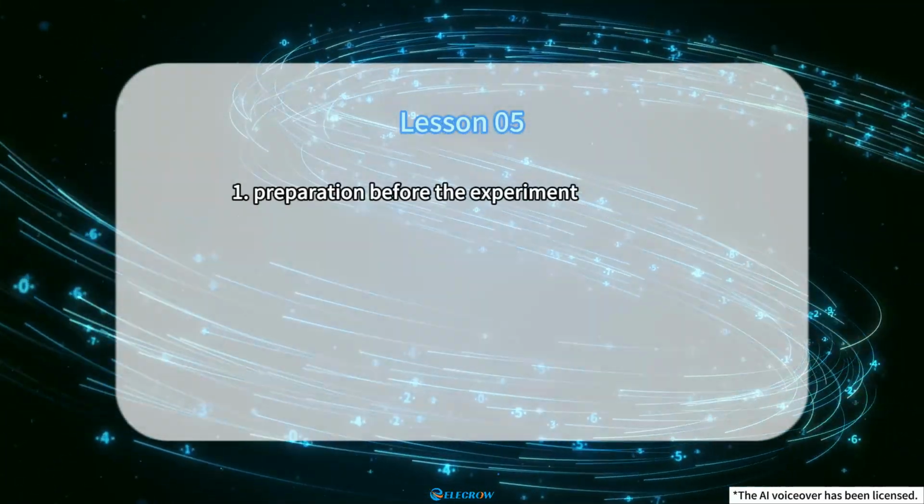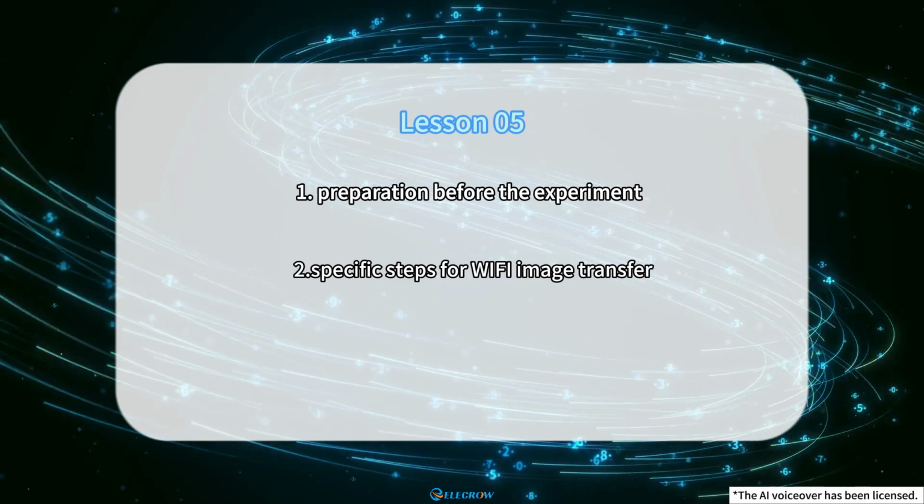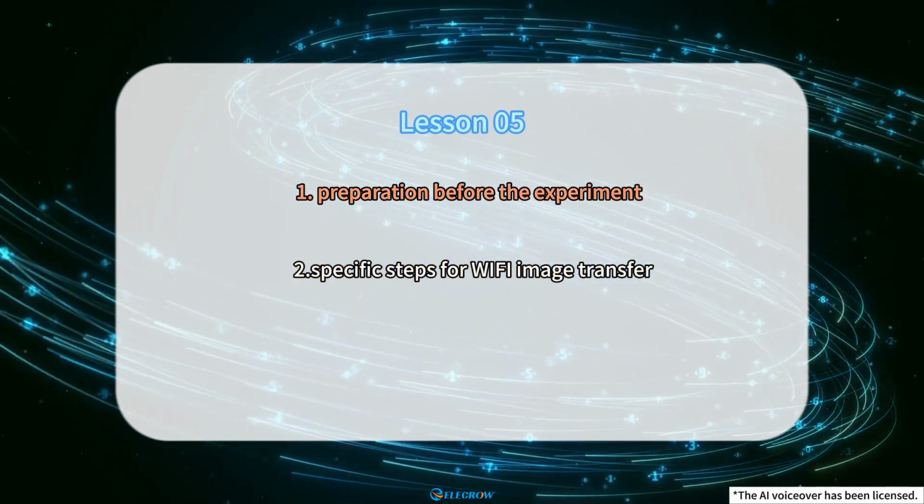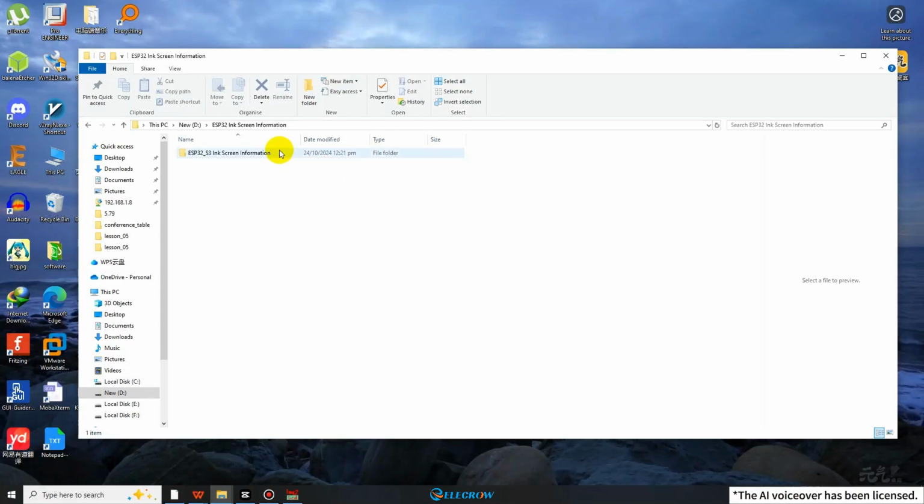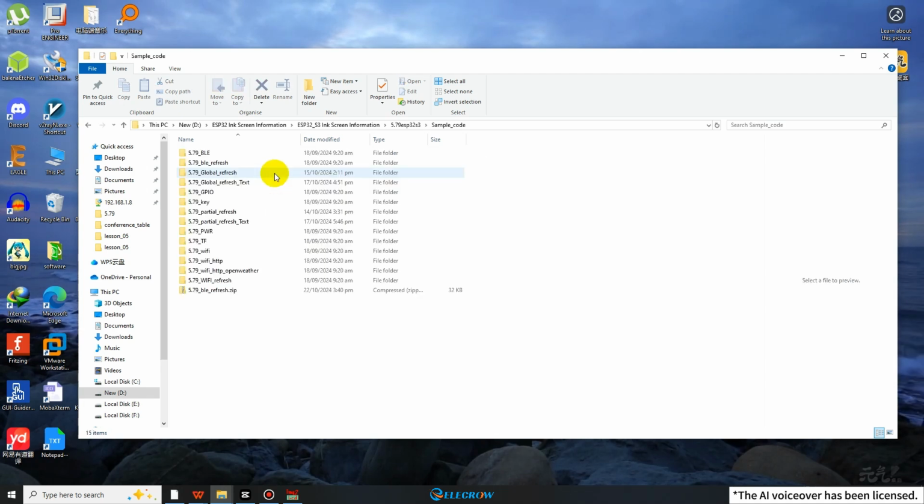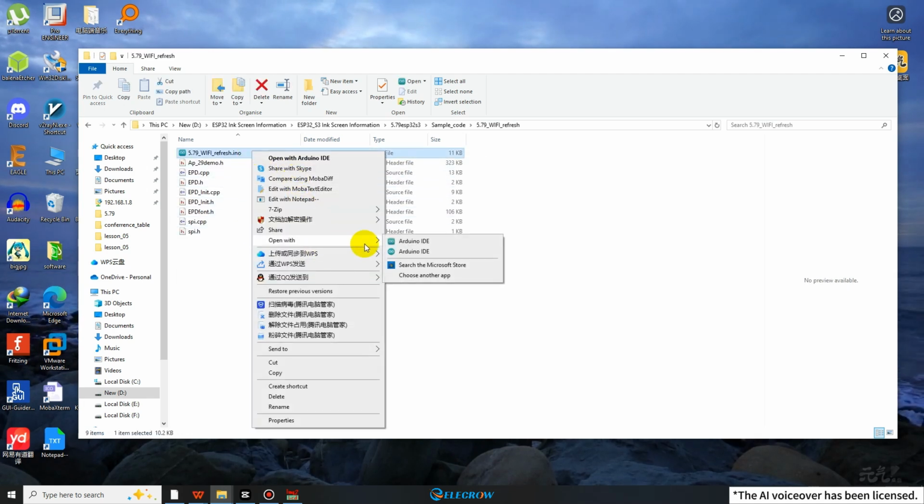Now that we have completed all the preparation work, we will proceed to the second part of the tutorial, transferring images to the ESP32 ink screen via Wi-Fi. Firstly, please open the information folder ESP32S3 ink screen information we provided. Then go to the 5.79 ESP32S3 directory. Select the sample code folder and open the 5.79 Wi-Fi refresh project. Open the INO file using Arduino IDE.